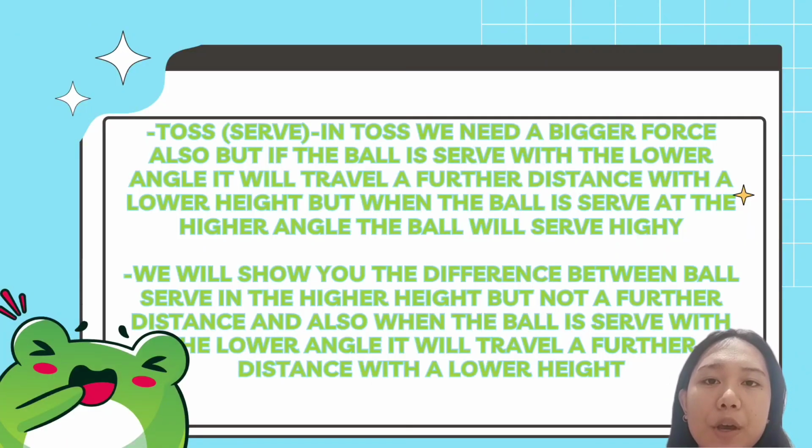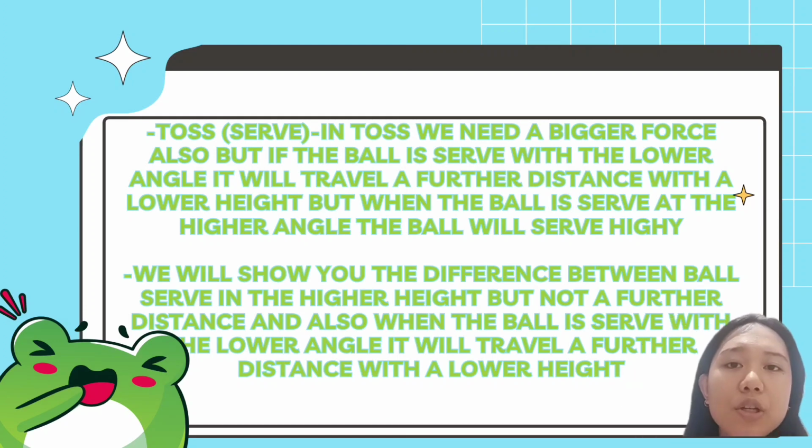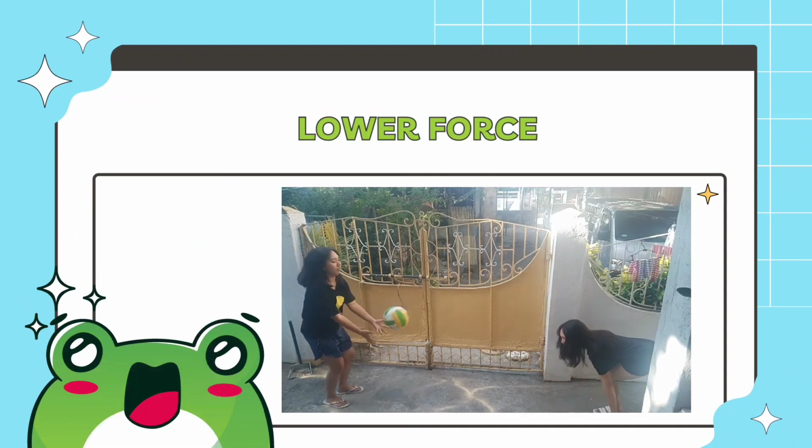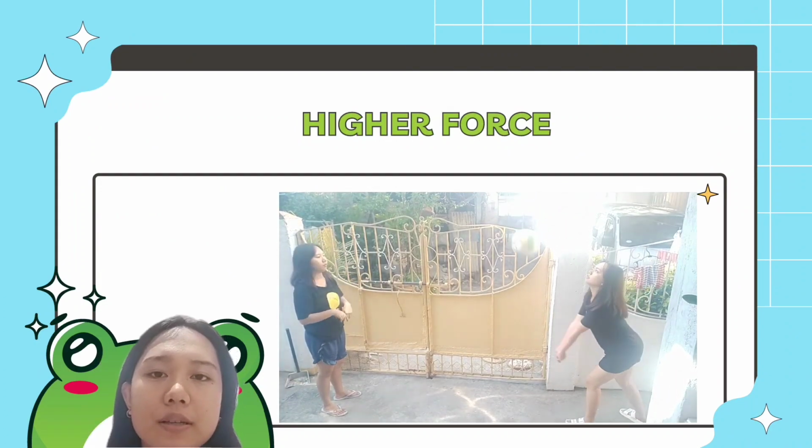In a toss, we need a bigger force also, but if the ball is served with a lower angle, it will travel a further distance with a lower height, but when the ball is served at a higher angle, the ball will go high. I will show you the difference between the ball served at a higher height but not a further distance, and when the ball is served with a lower angle, it will travel a further distance with a lower height. This is the lower force. This is the higher force.